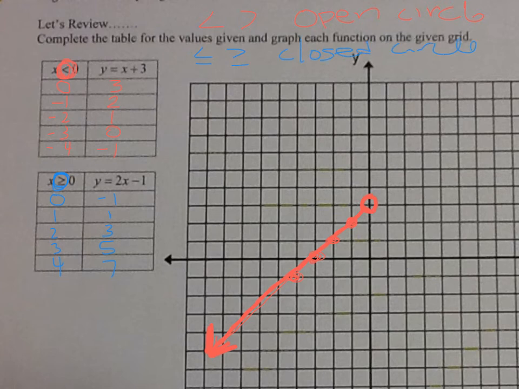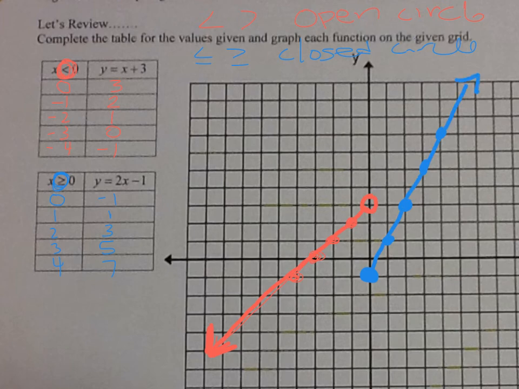Okay, so when I graph 0, -1, so go to 0, -1. Right, so that's over here, 0, -1. Okay, so you're going to have a closed circle. All right, now plot the other points. So I have 1, 1, 2, 3, 3, 5, and 4, 7. And now draw your line. Make sure you put an arrow at the end. Okay, so it should look like that.